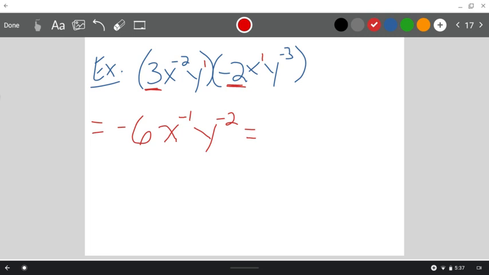I'm not going to flip the 6. The 6 does not have a negative exponent. If you are spacing out, come back right now and listen. The 6, the negative 6, does not have a negative exponent. It will stay put. And then the x and the y will flip because they did have negative exponents. But the negative 6 did not have a negative exponent. It stays where it is.